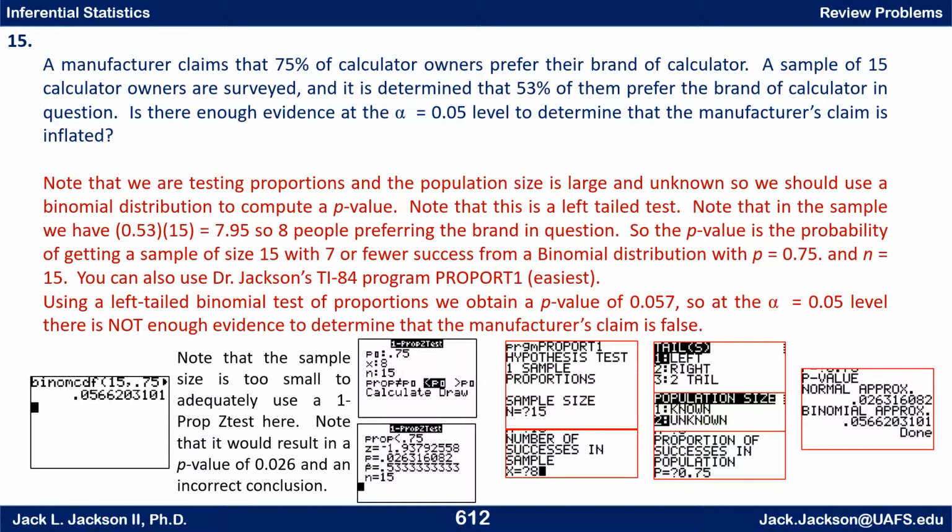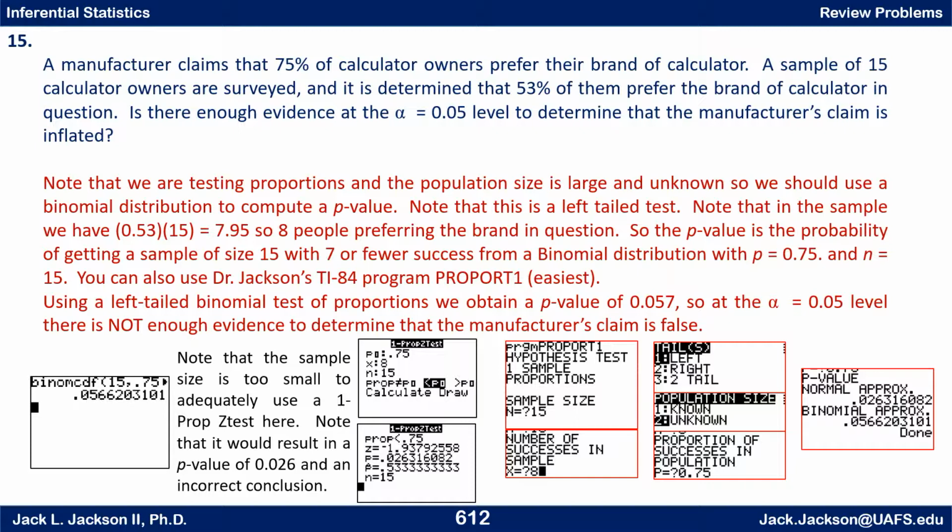Note that we are testing proportions and the population size is large and unknown. So we should use a binomial distribution to compute a p-value. Notice this is a left-tailed test. Notice that in the sample, p hat is 0.53 times the sample size of 15. That's 7.95, so it's really 8 people that are preferring the brand in question. 8 out of 15 rounds off to 53%.